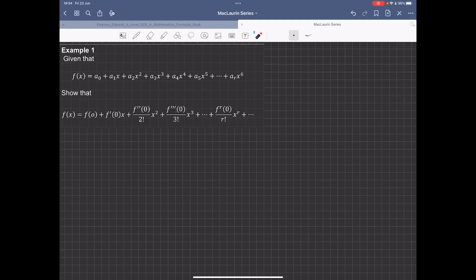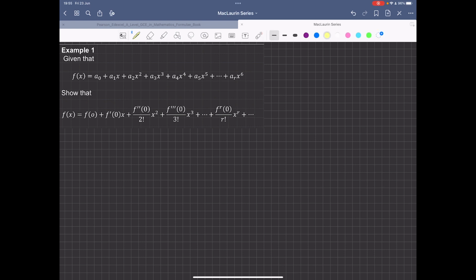Hi, so in this video I'm going to show you how to derive and then apply the Maclaurin series. What the Maclaurin series does is it allows us to represent any function as a power series. So if we have this function of x here, I'm going to show you how we can go from this function to this expansion, and it is this which is the Maclaurin series.